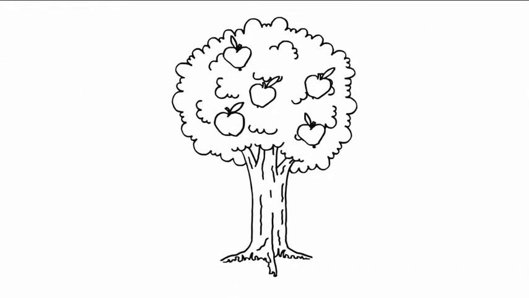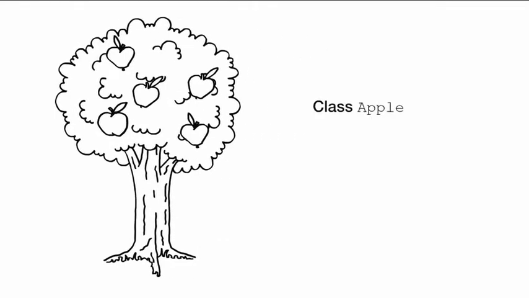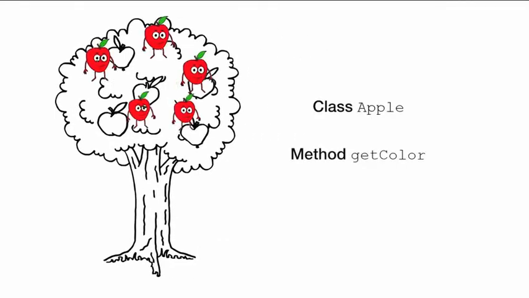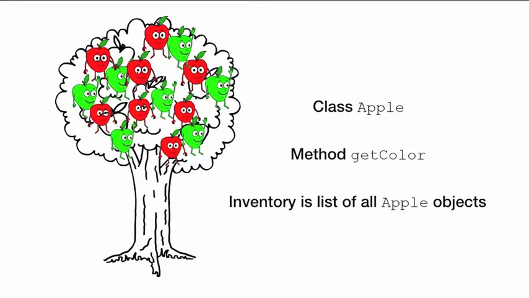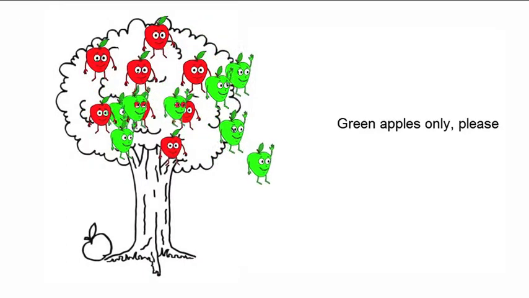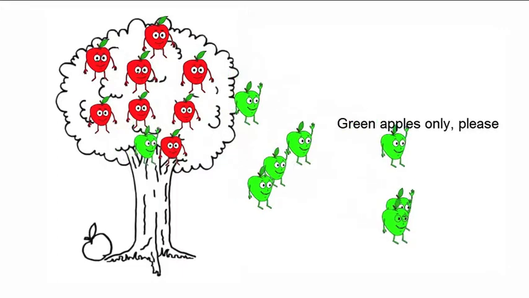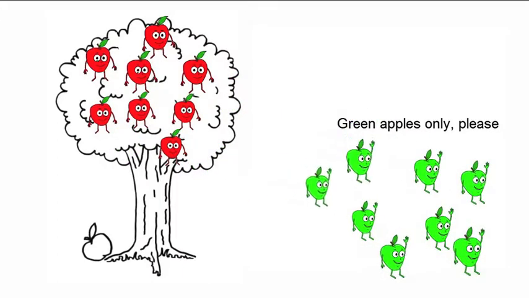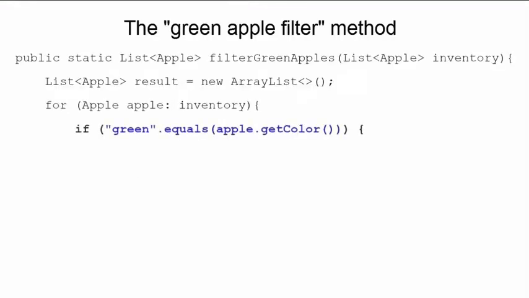Suppose you have a farm inventory application with a class Apple, declaring a method getColor, and an inventory that's a list of all Apple objects. It's reasonable to think that you might want to select all the green apples and return them in a list. You'd typically call the code to select just the green apples a filter. In this case, you'd write your filter as a method called something like filterGreenApples. Let's look at an example of what this method might look like.